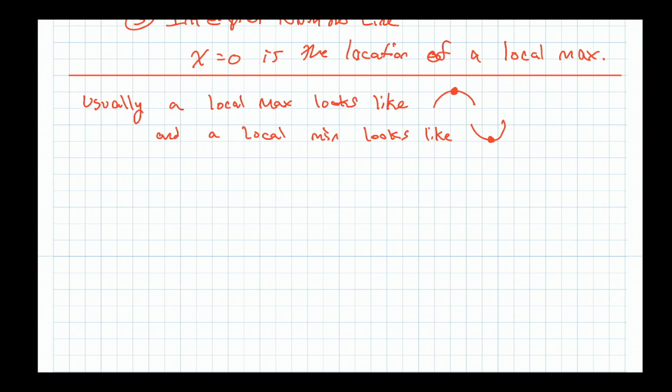And so what you can probably notice is that the concavity seems to have something to do with it, right? Like this one right here is definitely concave down. And this one right here is definitely concave up. And that's basically the second derivative test. So I can write it this way. Second derivative test.